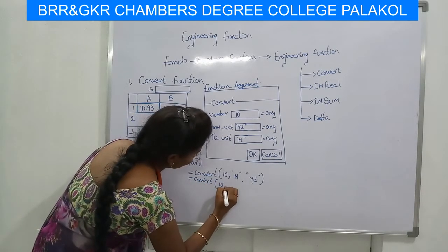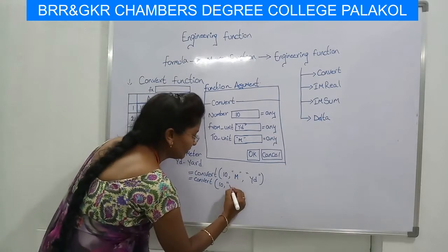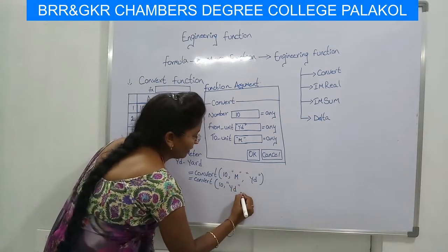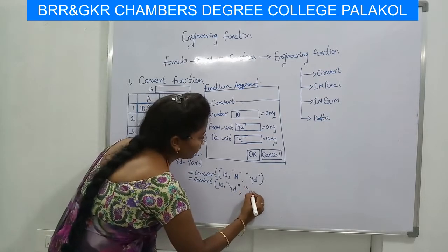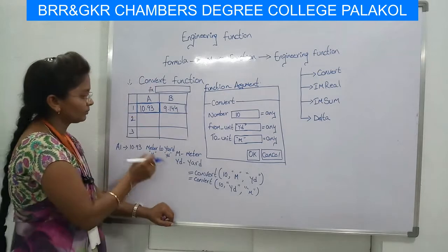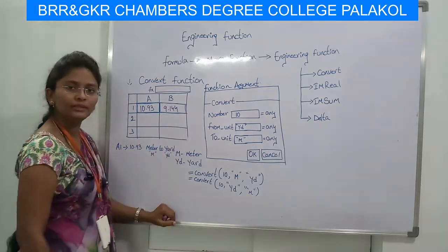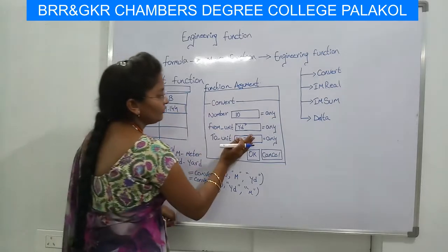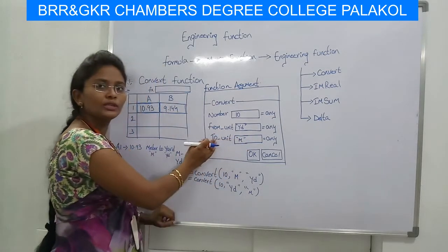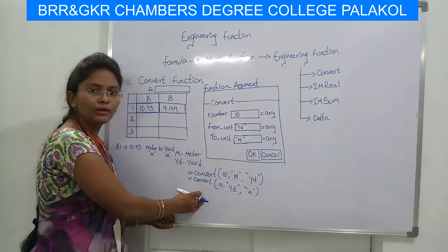And the second formula is convert, the same number 10, but I am entering first as yard, that means YD, and converting into meter. Here I am writing the formula and entering it. This is a step-by-step process, and this is entering the formula in the formula bar.